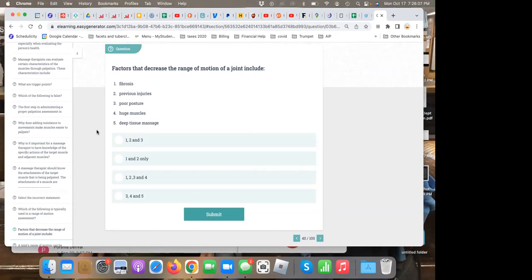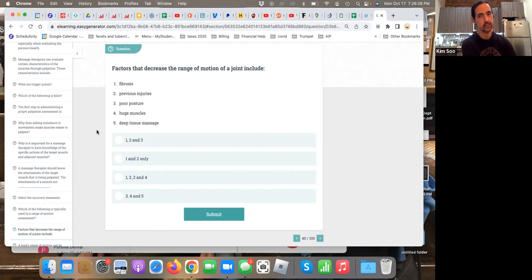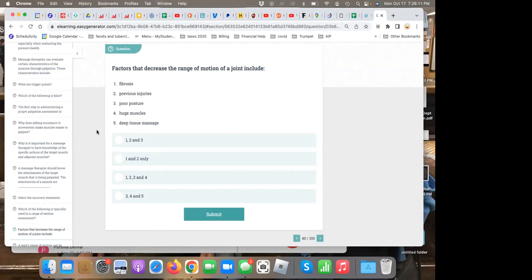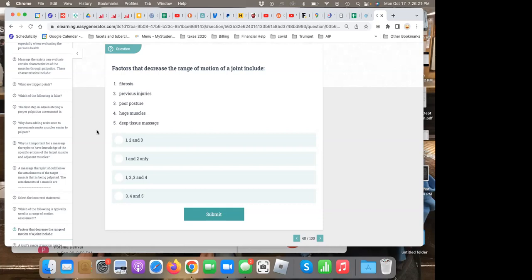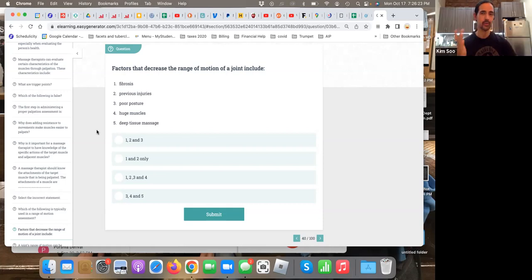Does deep tissue massage decrease the range of motion of a joint? No. It should increase it. If you overdo it, they can become swollen and inflamed, but if you accurately gauge the person's tolerance, the inflammation will not overwhelm them. So I'm going to say fibrosis, previous injuries, poor posture, only 1, 2, and 3.